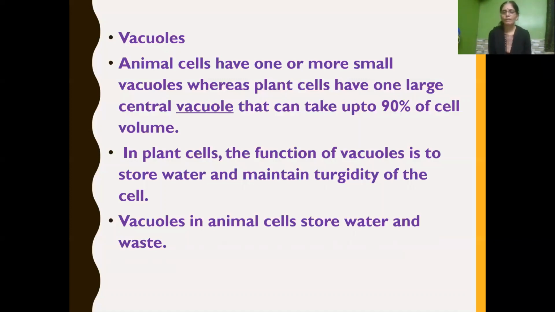Then coming to the function of vacuoles, in plant cells, the function of the vacuole is to store water, and it also maintains turgidity of the cell. But in animal cells, vacuoles store water as well as waste. In plant cells, they store water so that it maintains turgidity of the cell. But in animal cells, they store water and waste products.